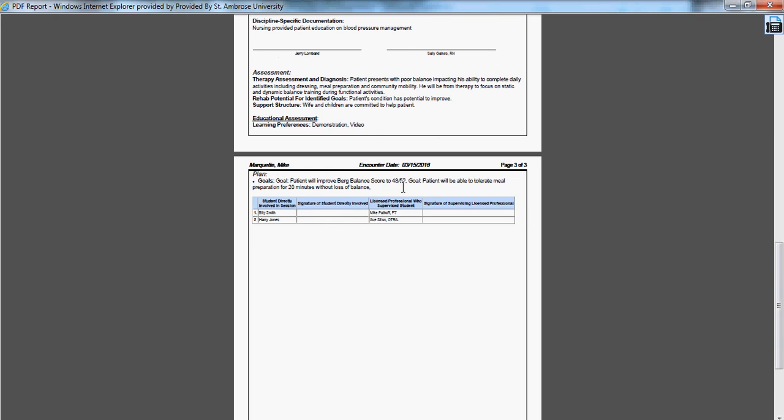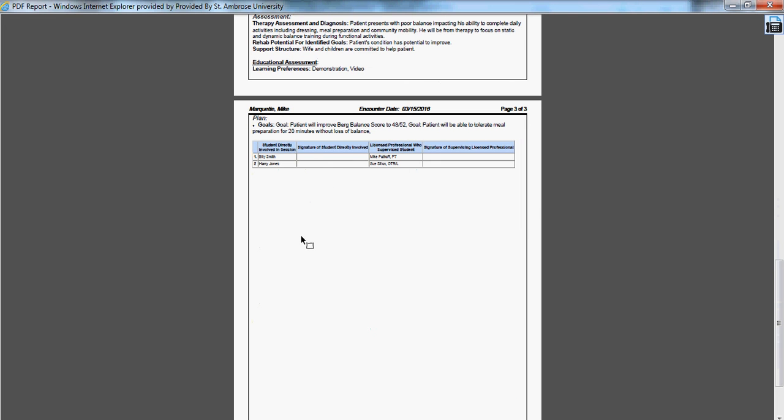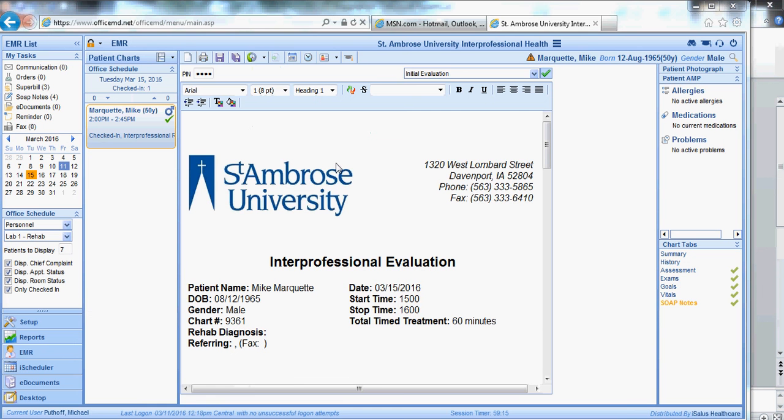Down here, there's 2 sections you're signing off on. You're signing off on your individual section, but then you're also signing off on the whole encounter and the whole evaluation. So this is your overview of how to do the initial examination, that first session with the patient. Future videos will show you how to do follow-up sessions.